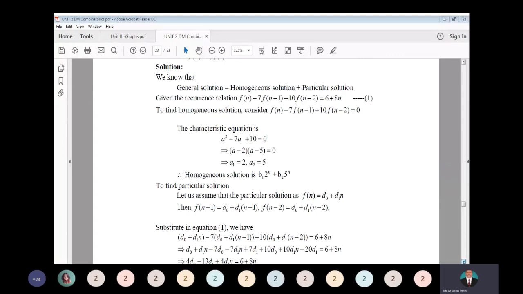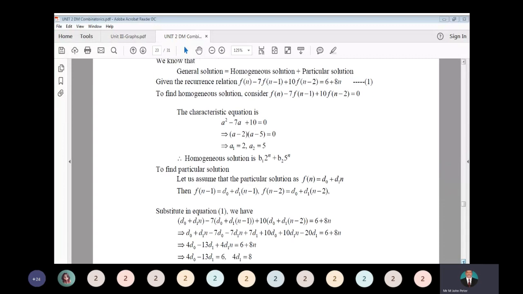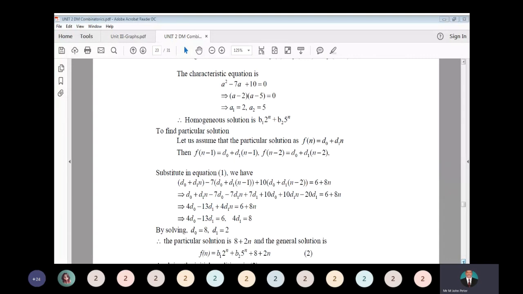So f of n minus 1 is equal to d naught plus d1 into n minus 1. F of n minus 2 is equal to d naught plus d1 into n minus 2. So these are replaced in the equation. We have the equation f of n minus 7 f of n minus 1 plus 10 into f of n minus 2. In that, replace the above values of f of n minus 1 and f of n minus 2 in the left hand side.